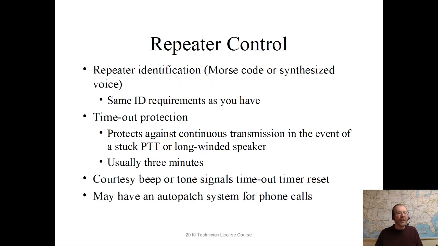Repeater control is built in to any repeater system, and that includes an identification system so that we're FCC compliant if we operate a repeater. You can choose to either have synthesized voice, so it will say what your call sign is for that repeater, or you can do it by Morse code. The FCC doesn't care. But it's the same ID requirements that you have: the repeater has to identify every 10 minutes and at the end of a series of transmissions.